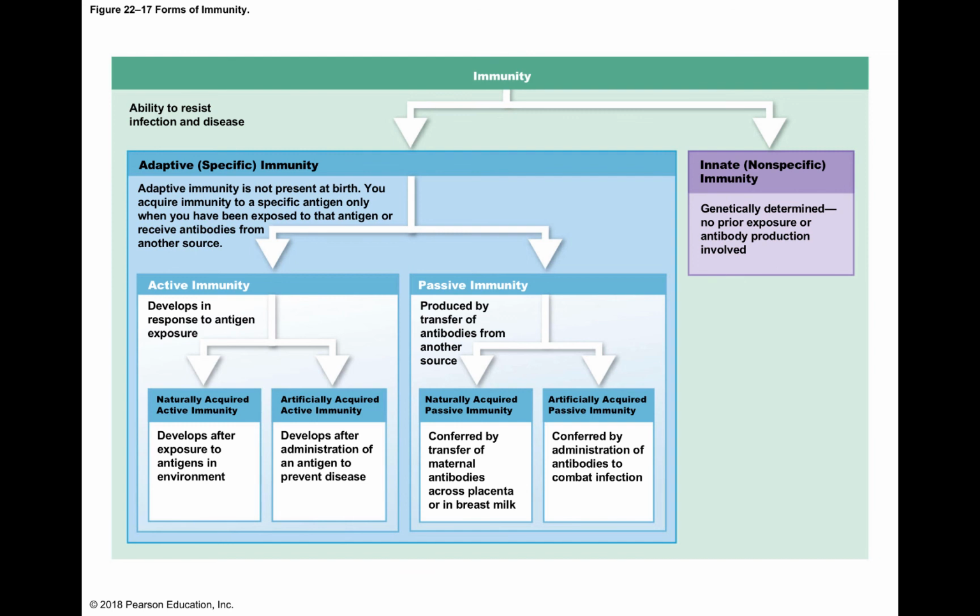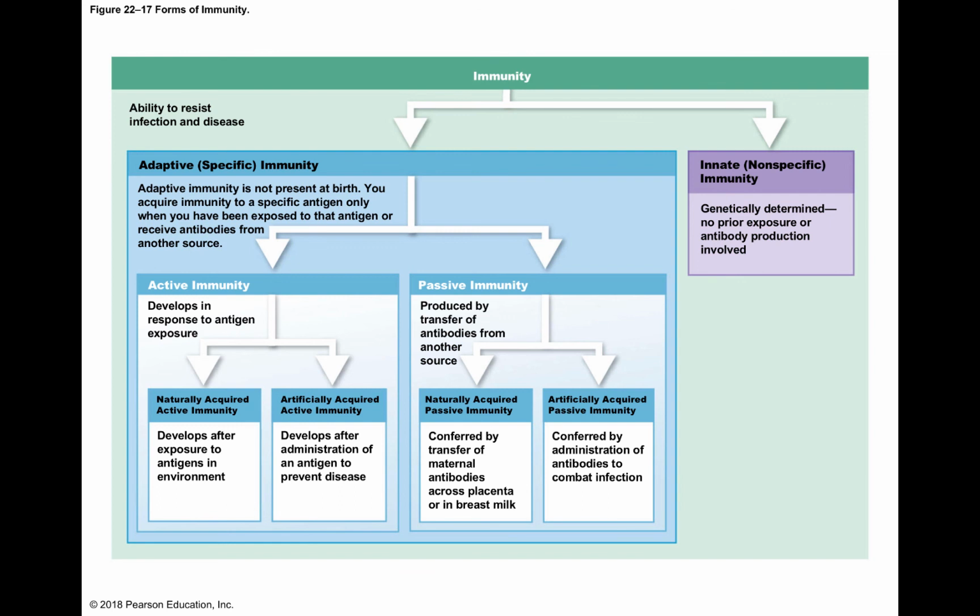You get two kids playing together. One kid has chicken pox and the other kid doesn't. All of a sudden the other kid gets the chicken pox. Why? Because he developed naturally acquired active immunity, right? So he's trying to fight that chicken pox virus off that way, all right? Let's look at another one.